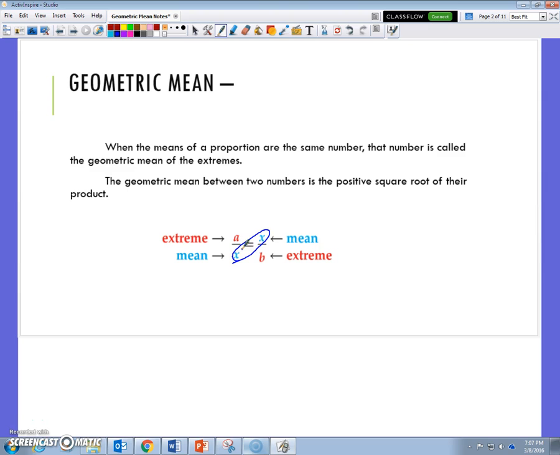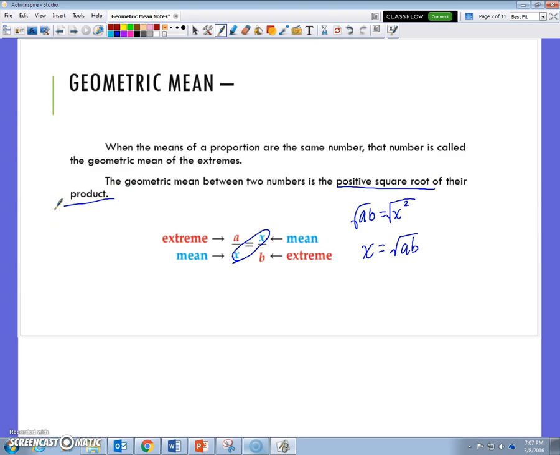Now we've talked about solving proportions in the past. A fraction equals a fraction. We cross multiply to solve. Well, if I take A times B, I have AB. When I take X times X, I have X squared. So the number that makes this proportion true is called the geometric mean. If I can find what that number is, then I know that's the geometric mean. And so what you'll find is the geometric mean between two numbers is the positive square root of their product.